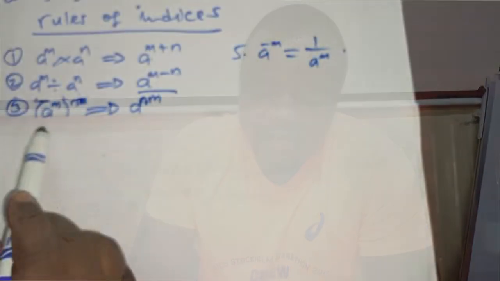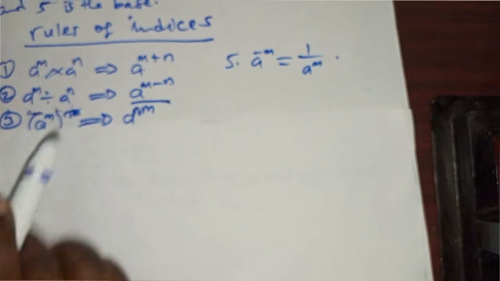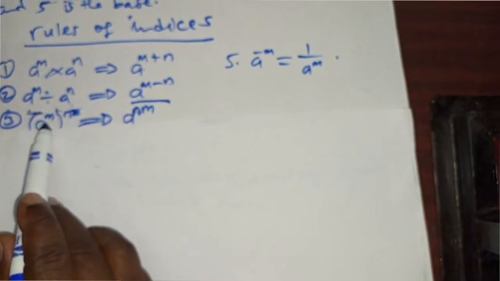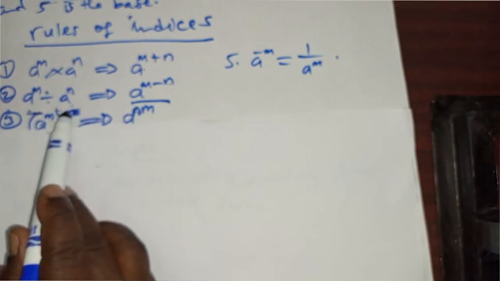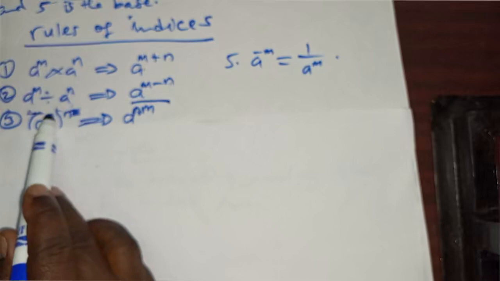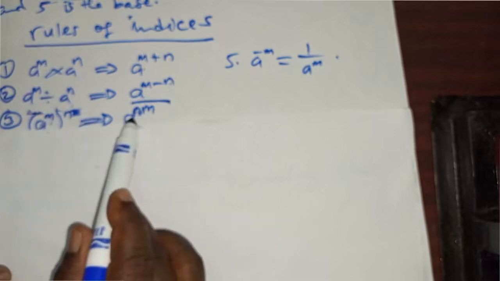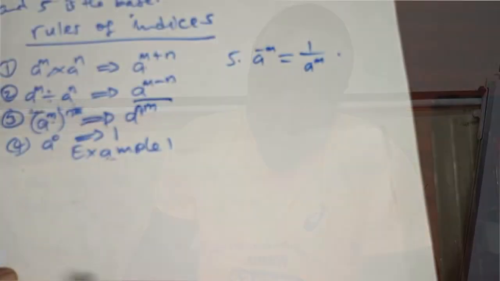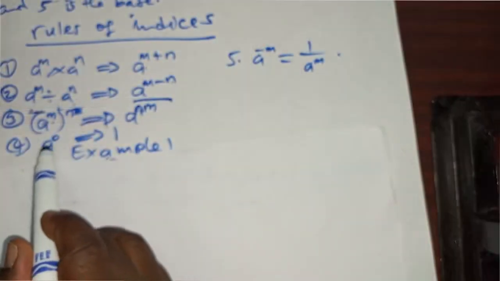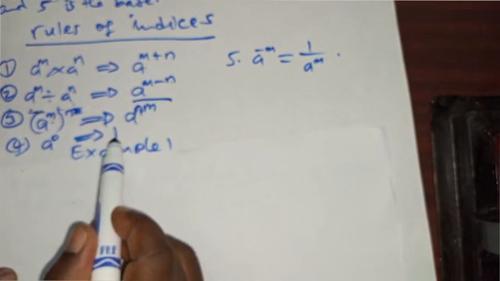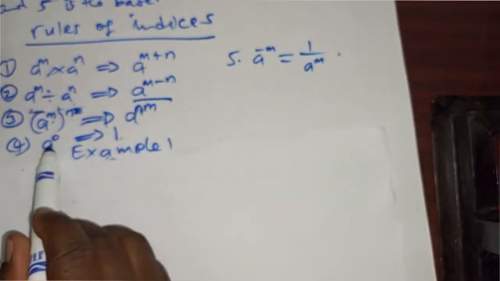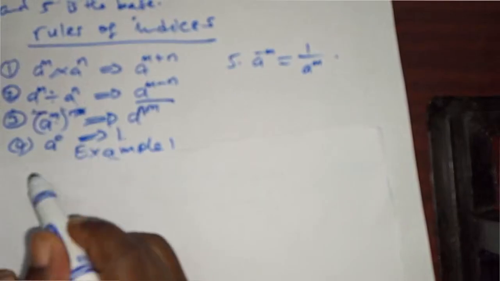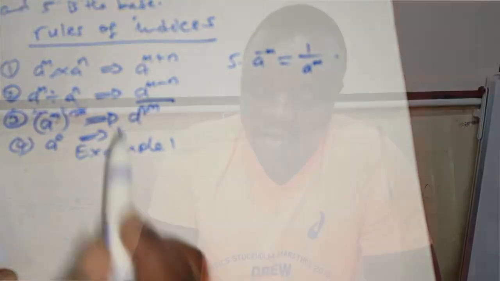Then we have rule number 3, where if we have a to the power m, close brackets, to the power n, this means that n is going to multiply m, and indeed we have a to the power nm. Then the fourth rule says that any number raised to the power 0 equals 1. Any number raised to the power 0 equals 1. In this case we have used a to represent any number raised to the power 0 equals 1.